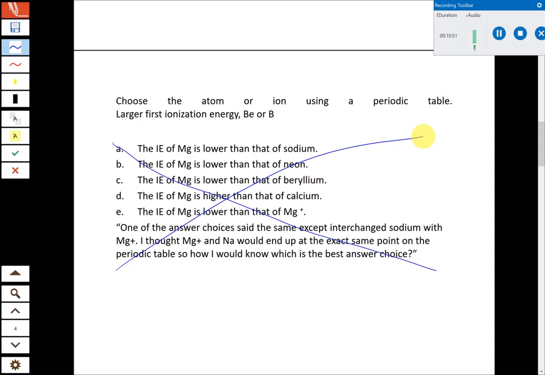So anyway, what we're just looking at here is a much simpler question. Forget all these answer choices that I just crossed out. That was from a different question that I decided not to include here. All we're doing is, from the periodic table, choose the larger ionization energy, beryllium or boron, Be or B.